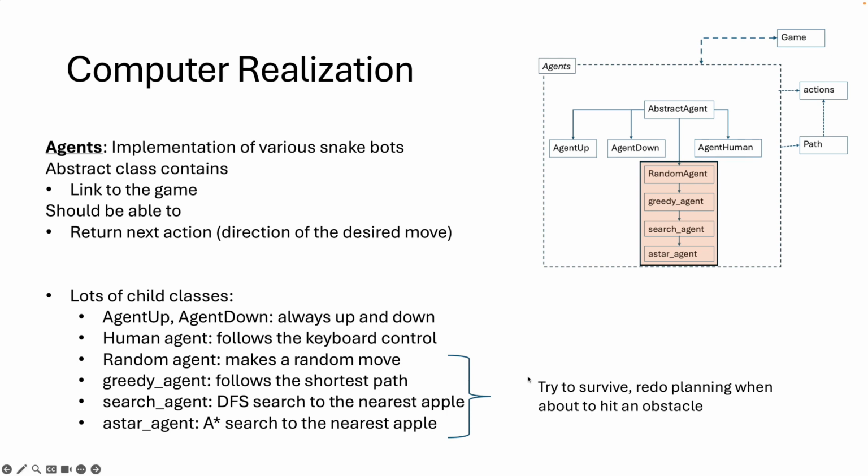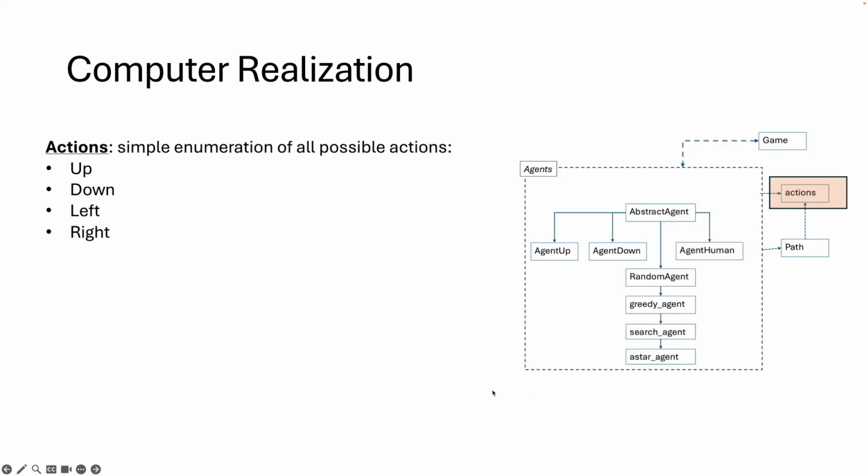So once again, to remind, these four agents try to survive since they redo all planning when about to hit an obstacle. So the next class is action, which is simply an enumeration of all possible actions: up, down, left and right.